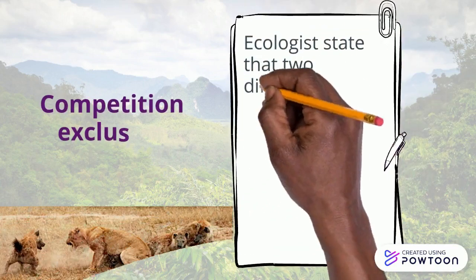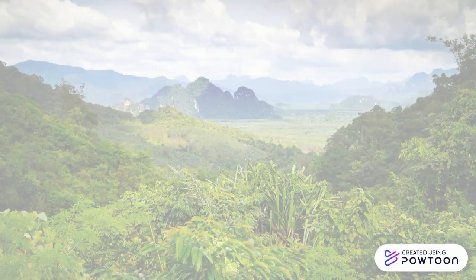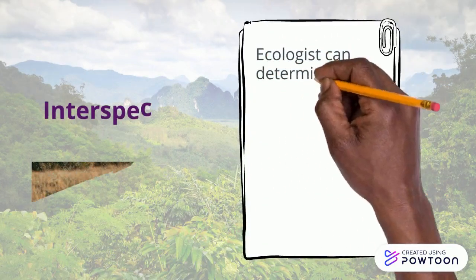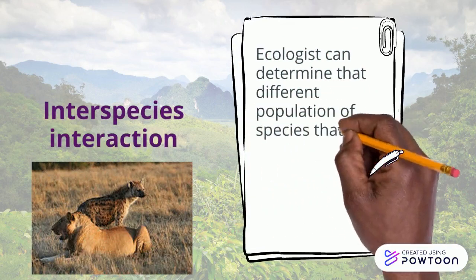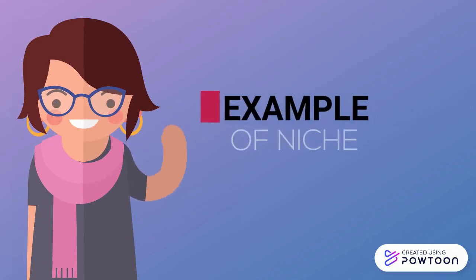In terms of the competitive exclusion principle, ecologists state that two different species cannot exist in the same niche because of competition. While for interspecies interaction, ecologists can determine that different populations of species having competition interaction cannot live in the same niche. Last is the example of niche.